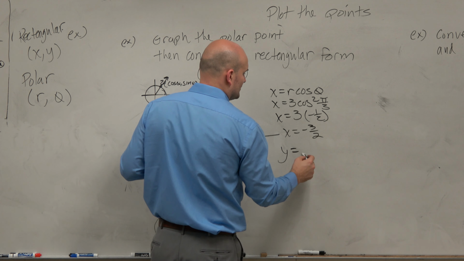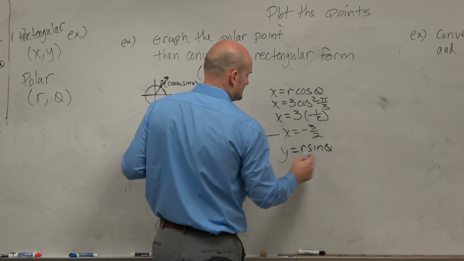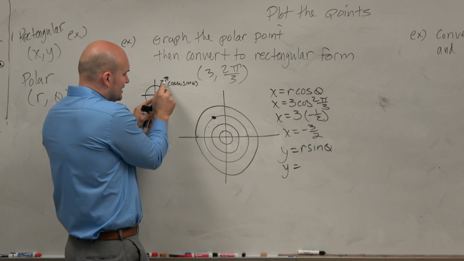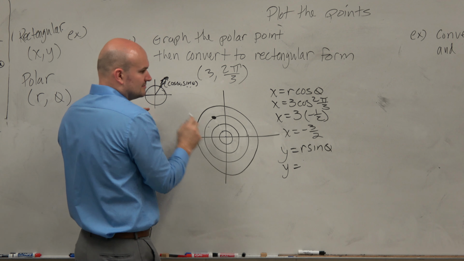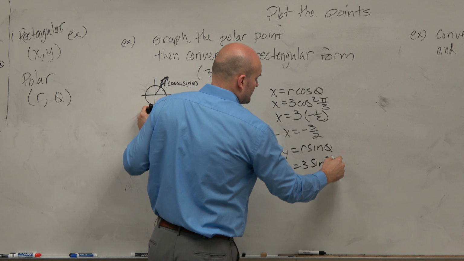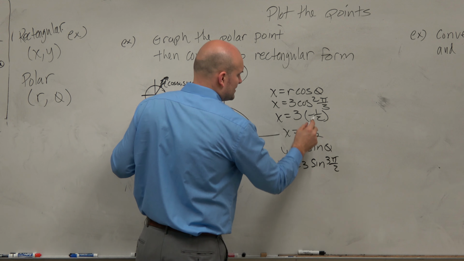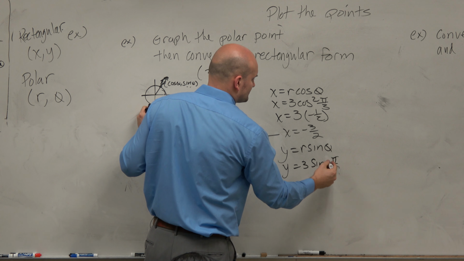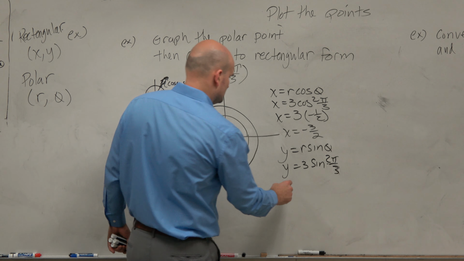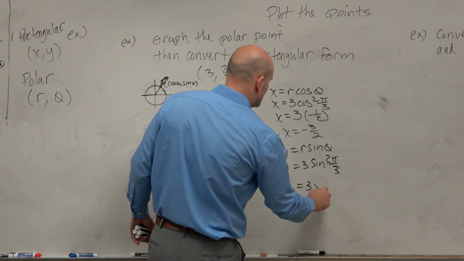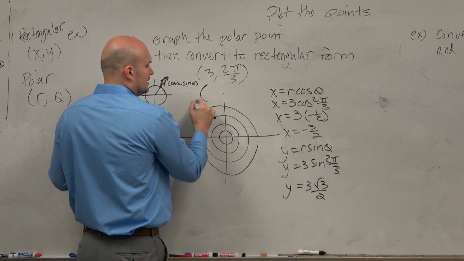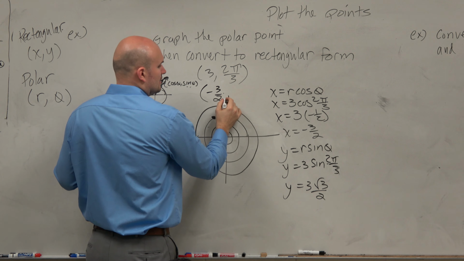And then we have y equals r sine of theta. Again, that's the equation that you guys are provided, but it's the same thing: it's r times the sine of theta. So that's going to be 3 times the sine of 2 pi over 3. Sorry. And the sine of 2 pi over 3, guys, is square root of 3 over 2. So we get y equals 3 square root of 3 over 2. So the coordinate point in rectangular form is my x coordinate and my y coordinate.